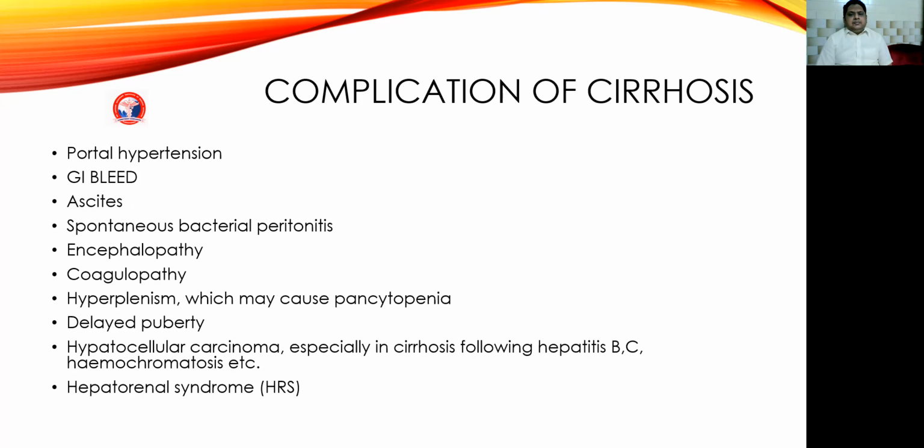So what are the complications of cirrhosis? First one is portal hypertension. So patient will have increased pressure in the portal system. From a low pressure system, it becomes a hypertension. So in case of portal hypertension, there is GI bleeding for the patient. Next one is ascites. In case of cirrhosis and liver failure, there is hypoproteinemia. So patient develops massive ascites.